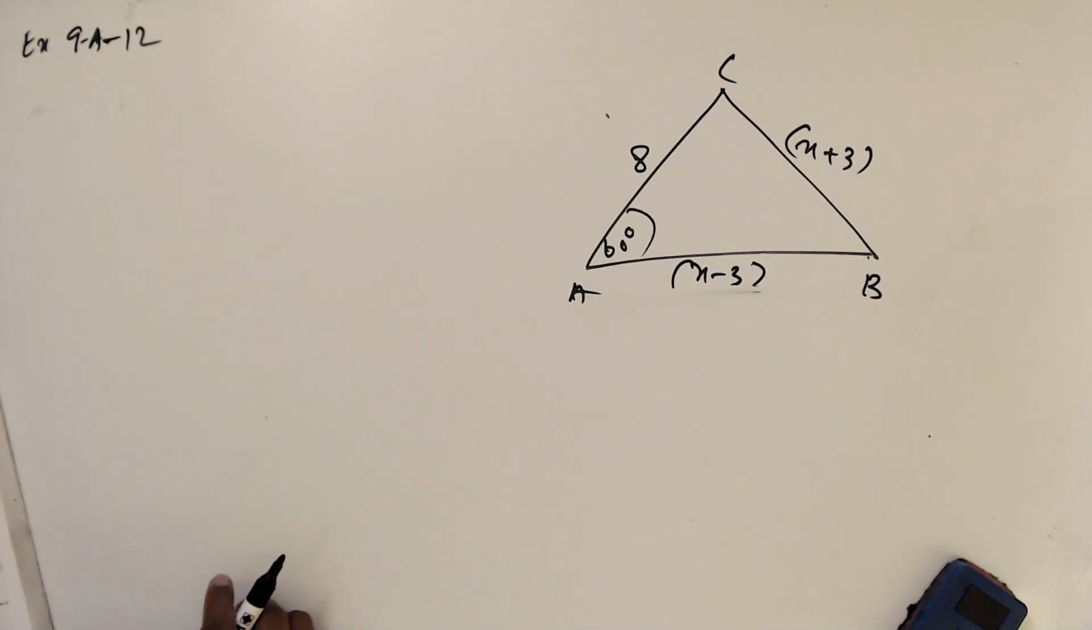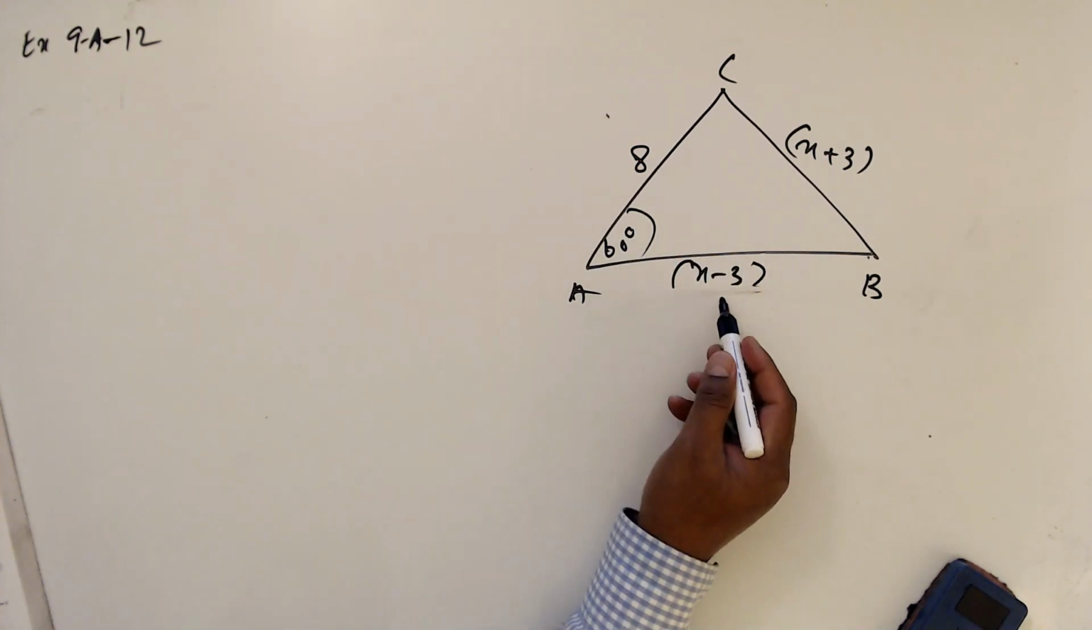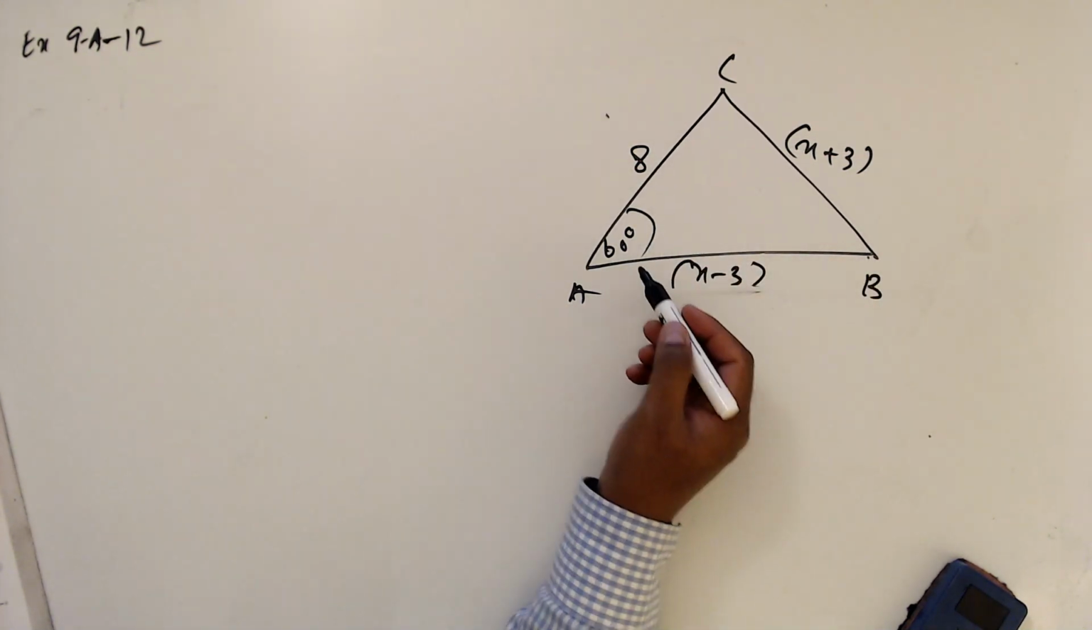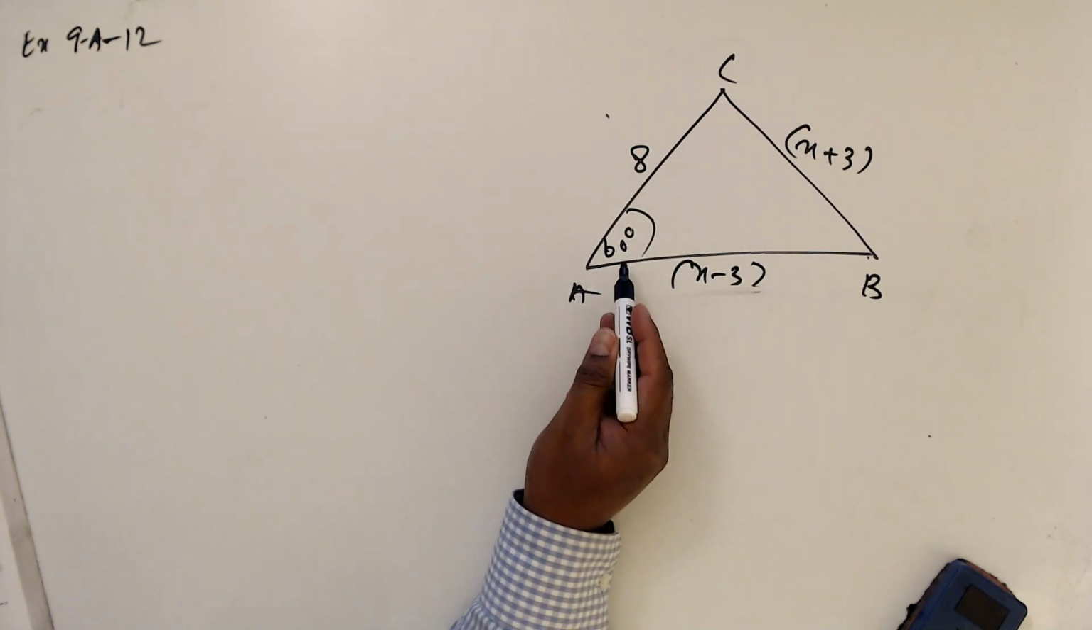Question number 12. AB is x minus 3, BC is x plus 3, and AC is 8, and angle BAC is 60 degrees.